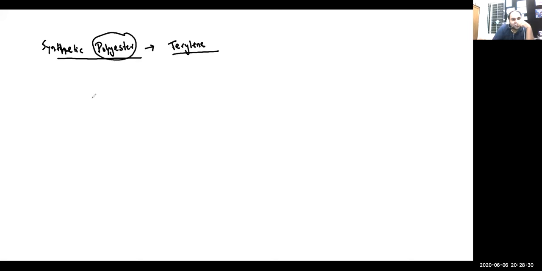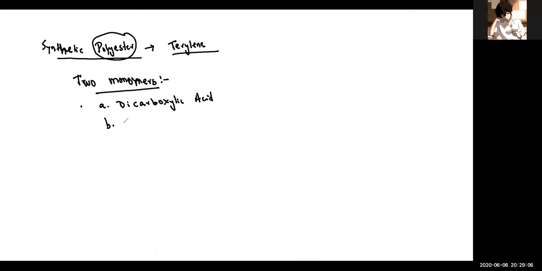What is polyester? Polyester means that there has to be two monomers. Number one, there has to be a dicarboxylic acid. The other has to be a diol. Dicarboxylic acid and diol.